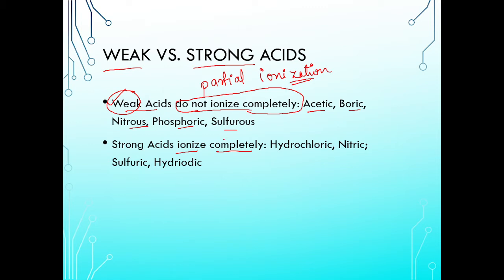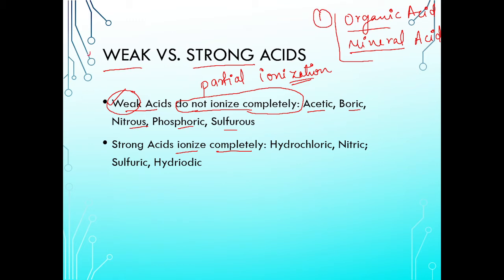One categorization which we have seen is organic and mineral acids. Okay? So organic acids are those which are derived from an organism, whereas mineral acids are those which are derived from inorganic materials. Okay? Specifically the minerals. So that is why the name comes. So this is one classification. This is the second classification.